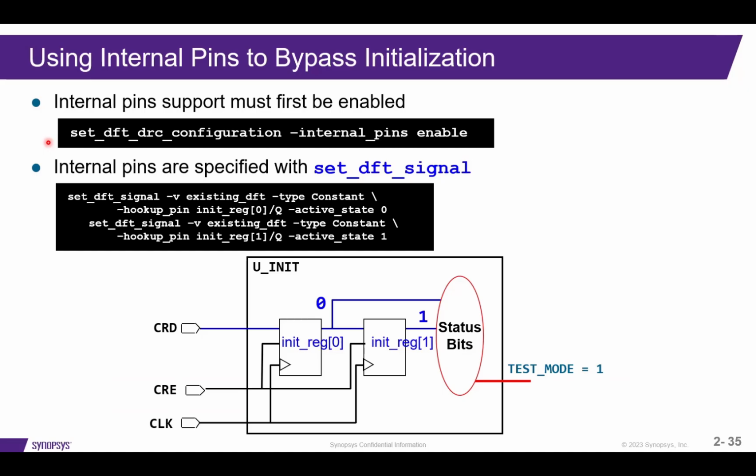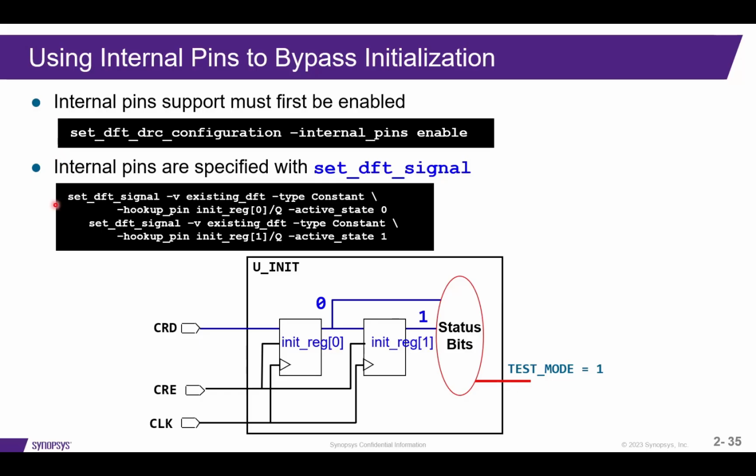Alternatively, you can use the internal pins flow to bypass initialization. You might use this flow in a situation where, let's say, the DFT controller is still under construction, but you need to perform scan synthesis for the downstream registers, and for the DFT controller, you can assume that the test mode signal generated is going to be a 1 after the initialization sequence. So you can proceed with the set DFT-DRC configuration -internal pins enable option to enable the internal pins flow.